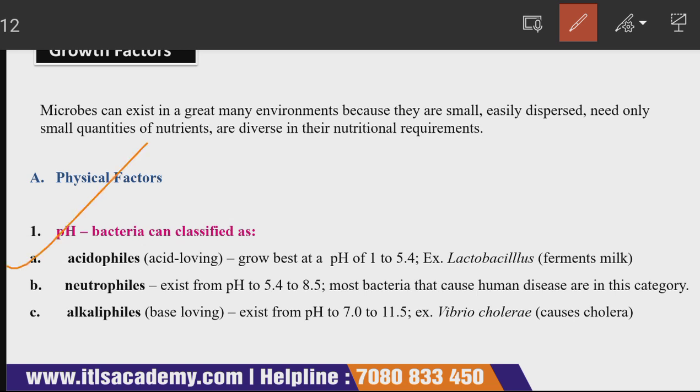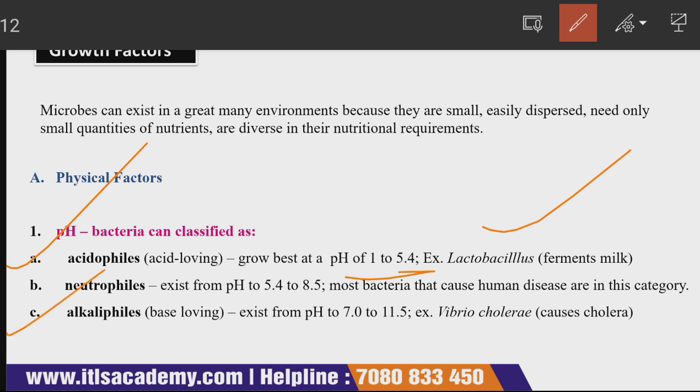The first is acidophiles. Since its name is acidophiles, it is an acid loving bacteria. So the optimum pH for their growth is 1 to 5.4. All the Lactobacillus species are acidophiles, or acid loving. Then come the neutrophiles. Under this are bacteria that have a very neutral pH, that is 5.4 to 8.5, and they cause human diseases.